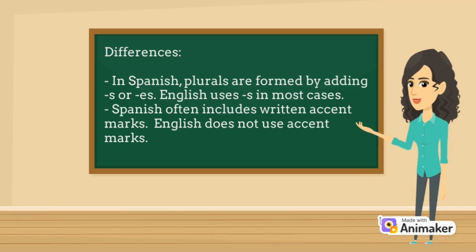We have differences between English and Spanish cognates. In Spanish, plurals are formed by adding s or es at the end of the word, while English uses only s at the end of the word in most cases. Spanish often includes accent marks like the tilde, but English doesn't use accent marks.